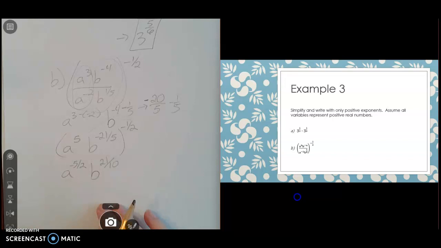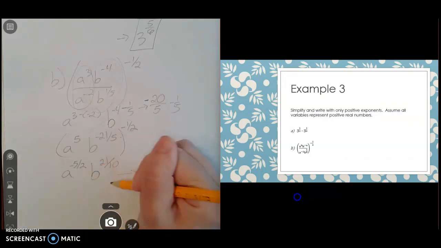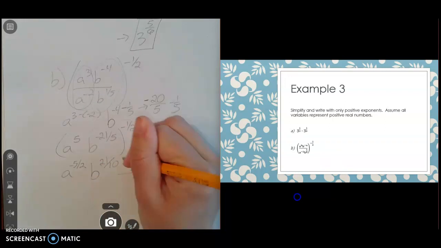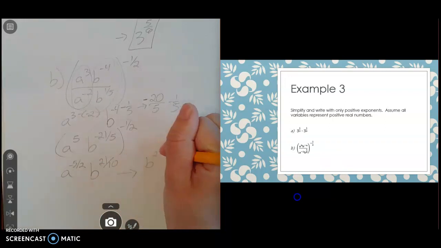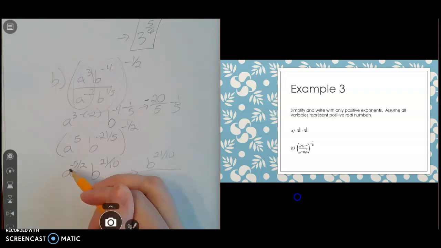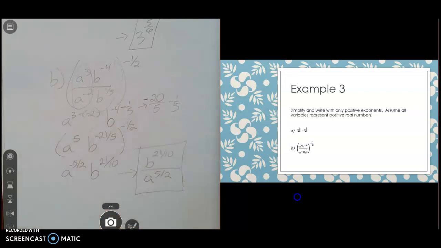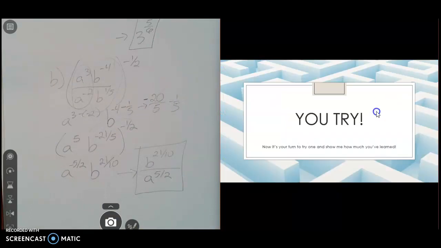All right, now that I've got it to here, I do need to simplify it just a little bit more because I need to write it with positive exponents. So b has a positive exponent, so it is happy being in the numerator. So b to the 21/10. The a has a negative exponent, so it'll go in the denominator, so that'll be a to the 5/2. And that is the simplified form of part B. Now it's your turn. You get to try one and show me how much you've learned.